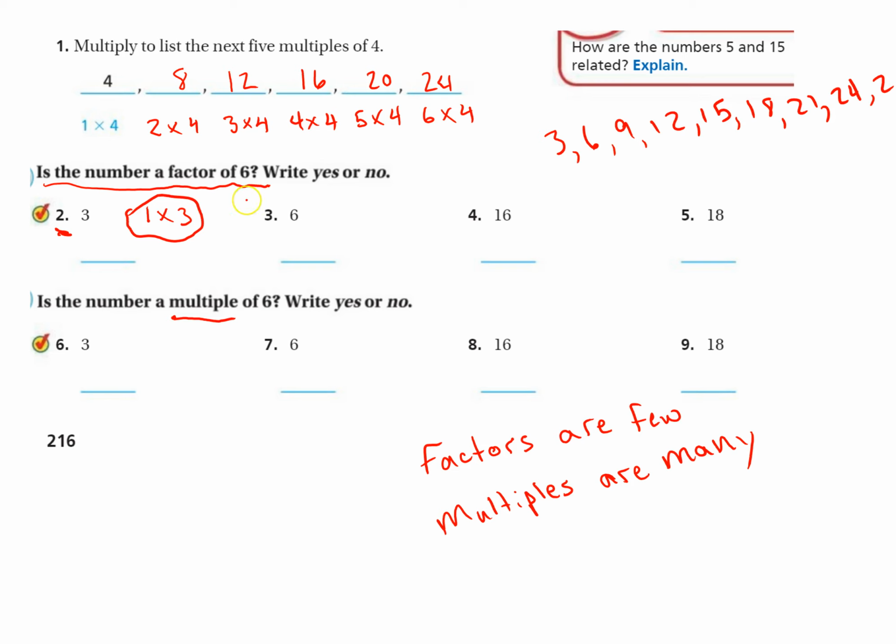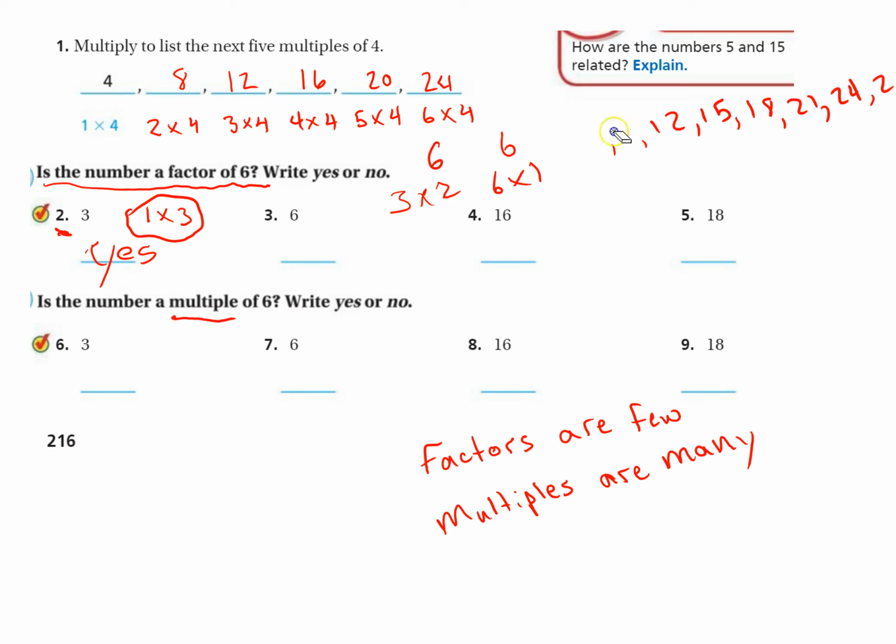So, is the number a factor of 6? Okay. So, is 3 a factor of 6? Meaning 6 is the number we're looking at. Can we multiply anything with 3 to get 6? Well, yeah, we can do 3 times 2. So yes, 3 is a factor of 6. Is 6 a factor of 6? Well, can I multiply 6 by anything to get 6? Well, yeah, I can do 6 times 1.